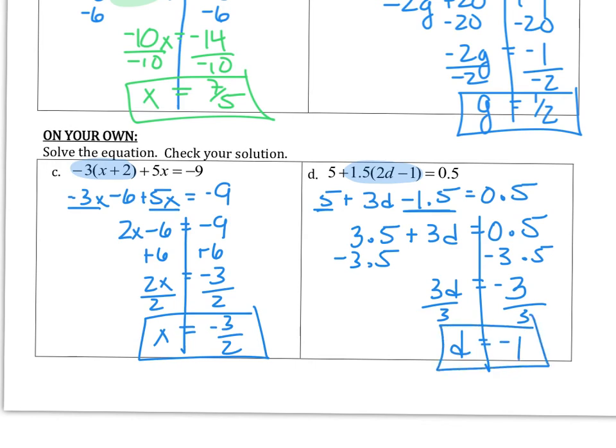Okay, so these two ended up not being too bad. The thing you got to make sure when you're distributing is that you're really conscious of the negatives and that you get all your like terms together before you start balancing your equation.